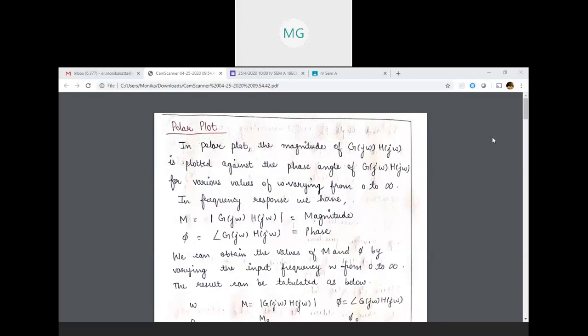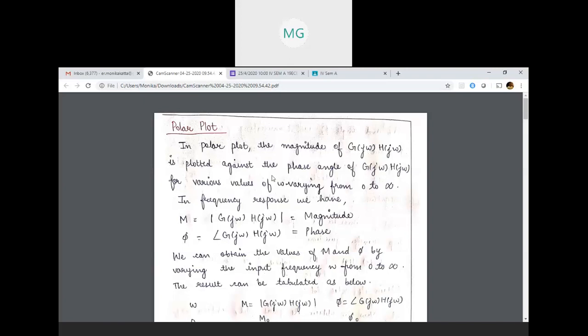As you all know, polar plots are used to find the stability of the system. There are different plots which are used to find the stability of the system. Each plot has its advantages and disadvantages. It depends on the application which plot is to be used, right? So in polar plot, the magnitude of G(jω)H(jω), as you all know, polar plot is a frequency domain plot. So you will substitute s = jω.